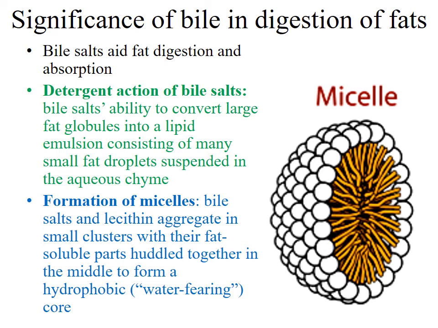Formation of micelles. You can see the structure of a micelle. Bile salts and lecithin aggregate in small clusters with their fat soluble parts huddled together in the middle to form a hydrophobic, water fearing core. So that will be in this way. You can see that it is all joined together. Right? So that is a hydrophobic water-fearing core, and that is how the micelles are formed.